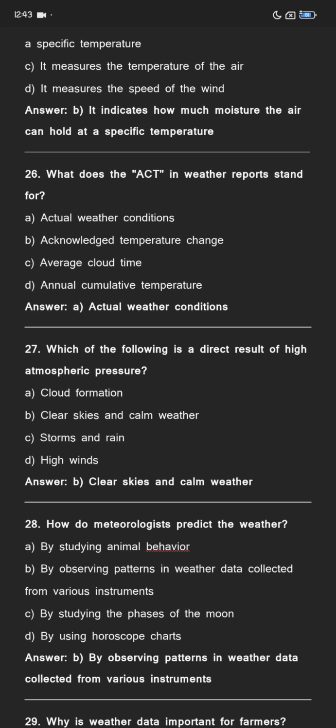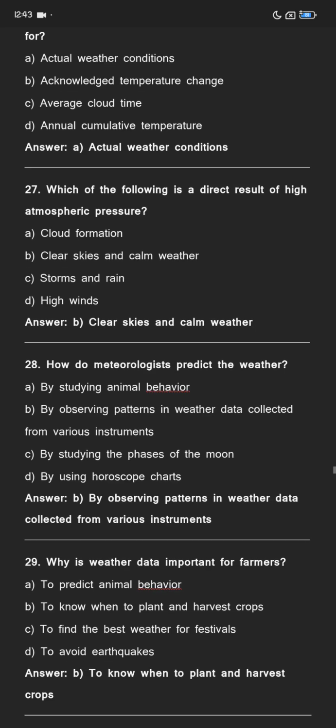What does the ACT in weather reports stand for? Actual weather conditions, acknowledged temperature change, average cloud time, annual cumulative temperature. Answer is actual weather conditions. Which of the following is a direct result of high atmospheric pressure? Cloud formation, clear skies and calm weather, storms and rain, high winds. Answer is clear skies and calm weather.